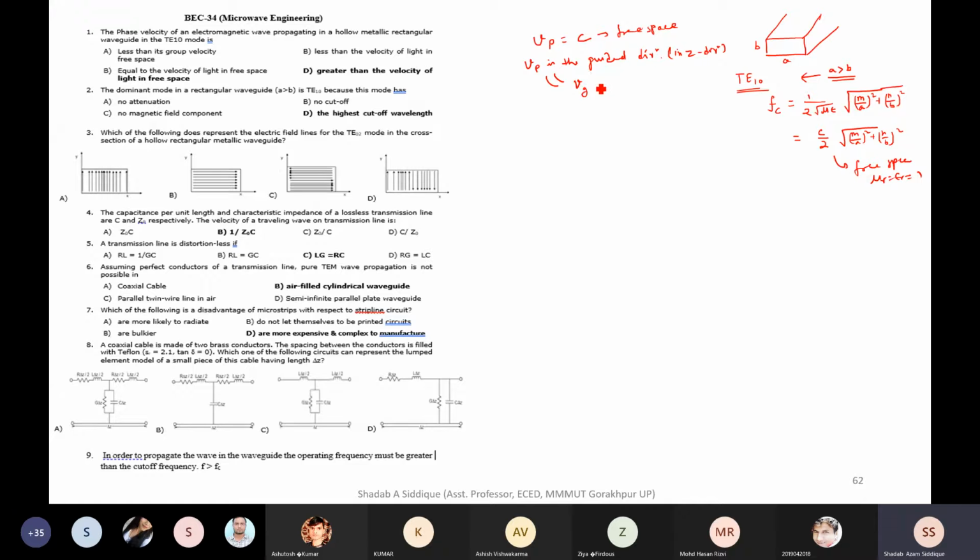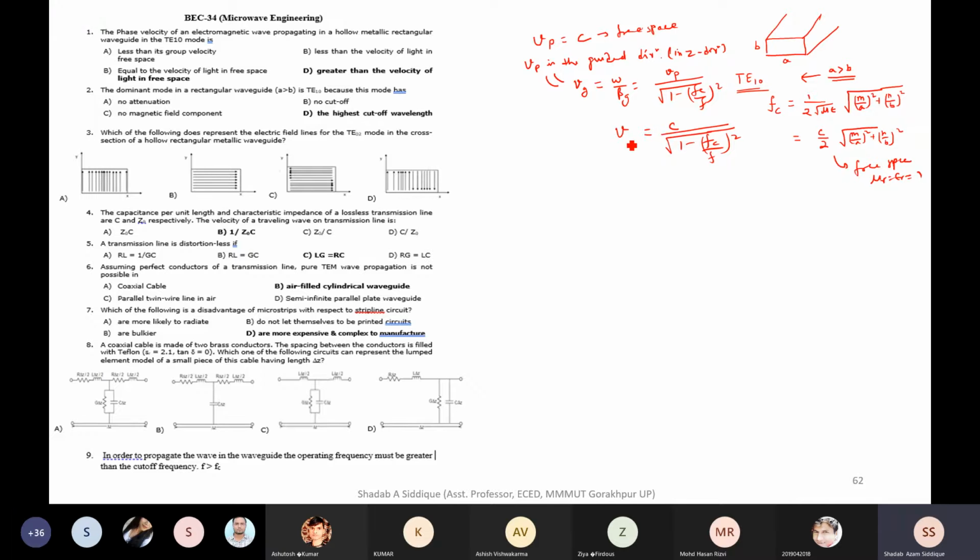So what is this velocity? This velocity will be omega by beta g, and it comes out to be Vp divided by the square root of 1 minus (fc by f) whole square, which I have already dictated in the lecture video, or which is already there in the PPT. You can go through this. Here Vp is nothing but c, so this is c divided by the square root of 1 minus (fc by f) whole square. So now we have the concern of what the velocity is.